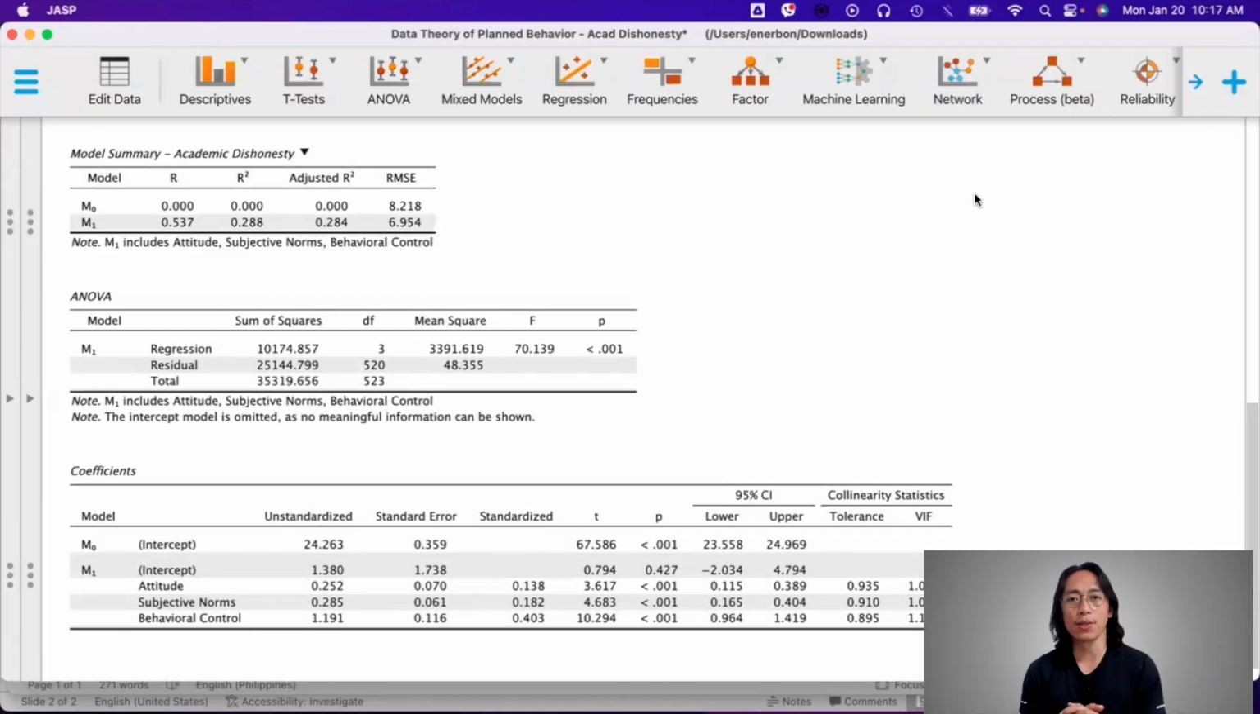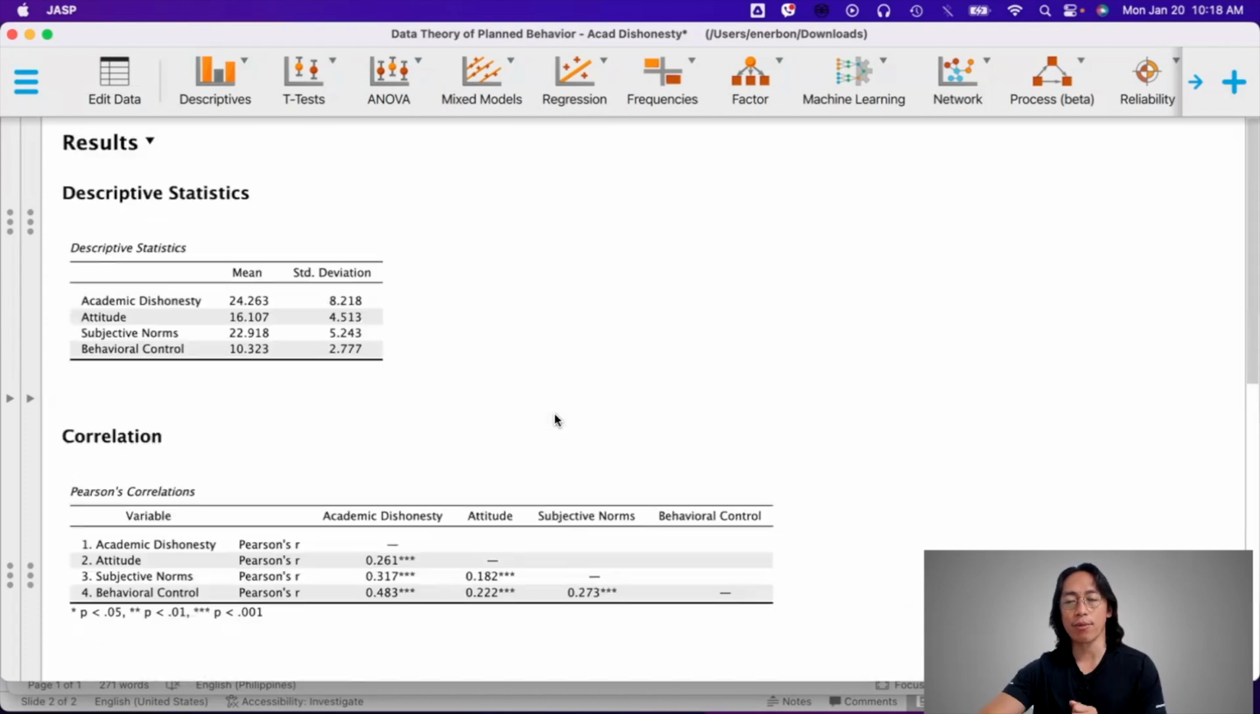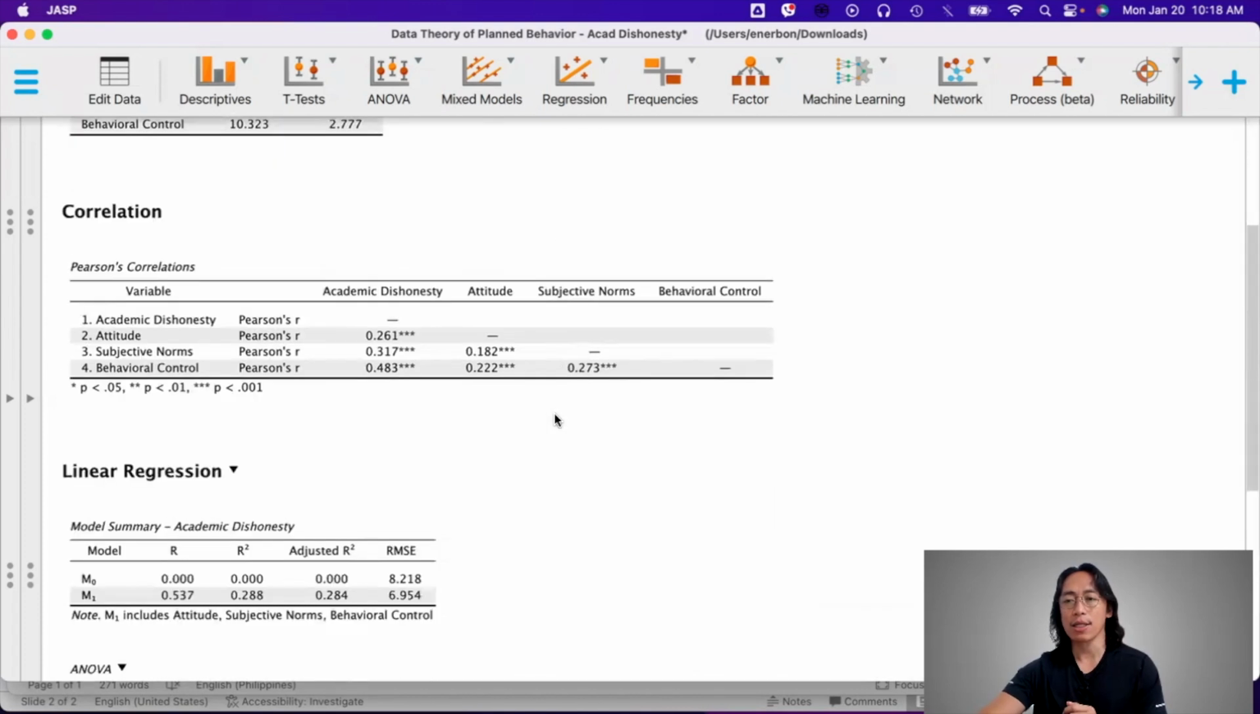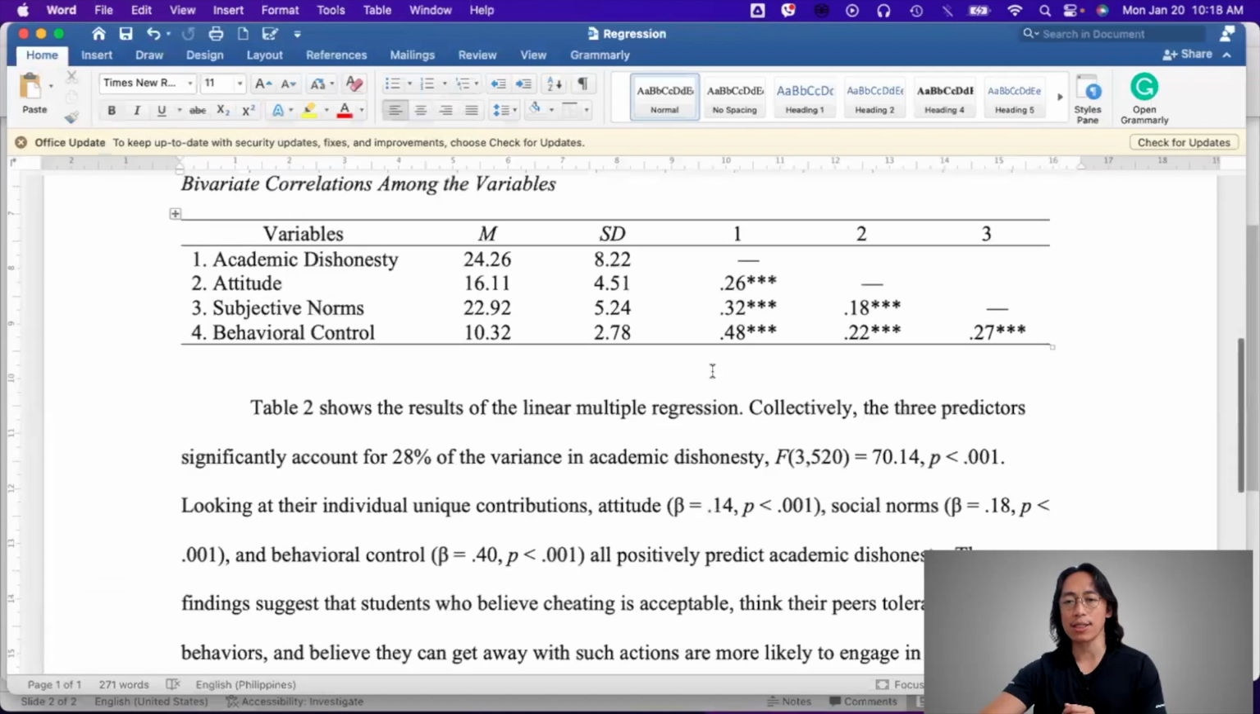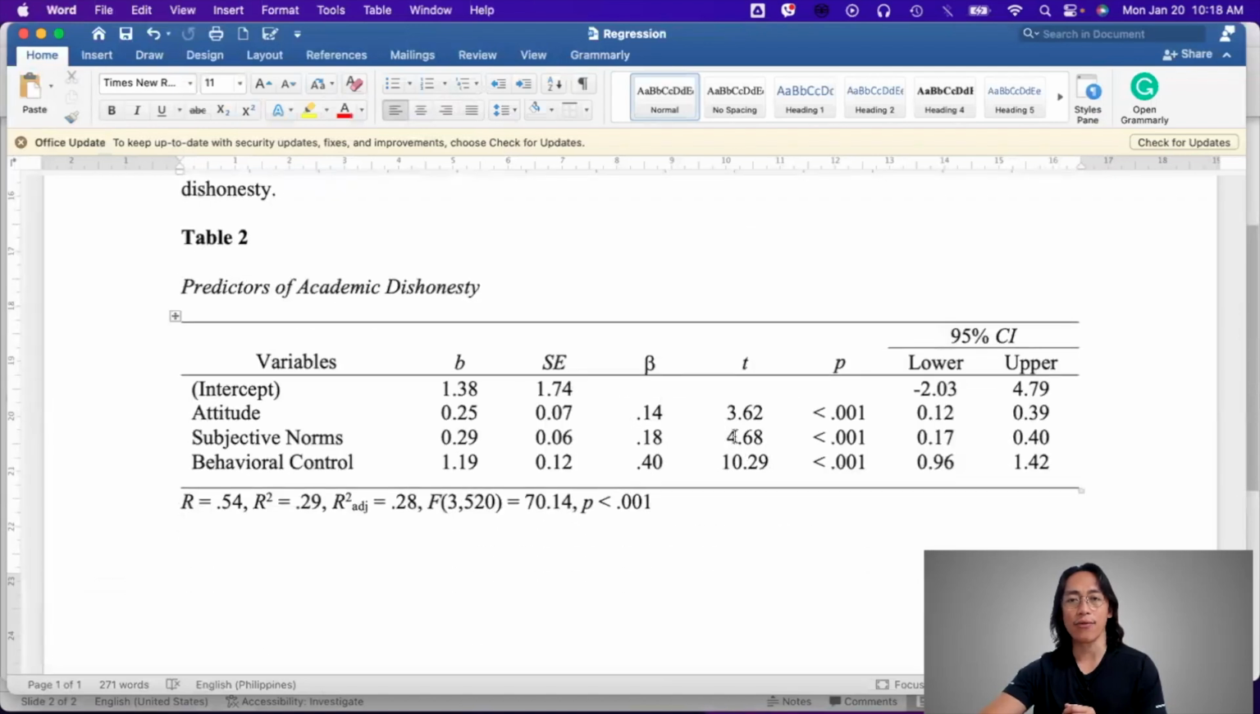So this is part two of our series of videos on linear multiple regression. For today, we'll talk about how to convert the results that we've generated from our JASP analysis into an APA formatted table such as this and such as this.